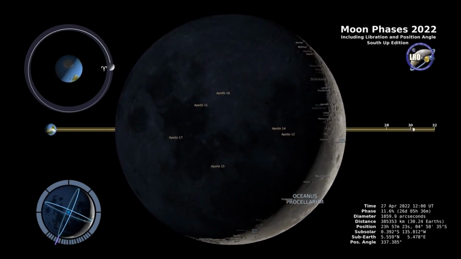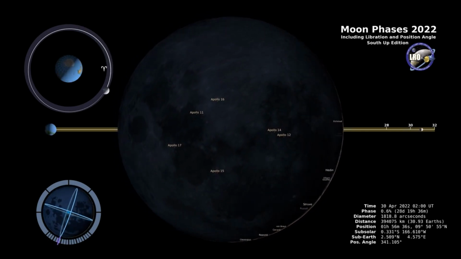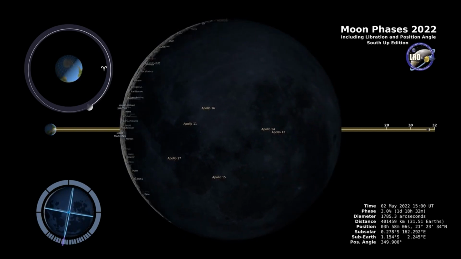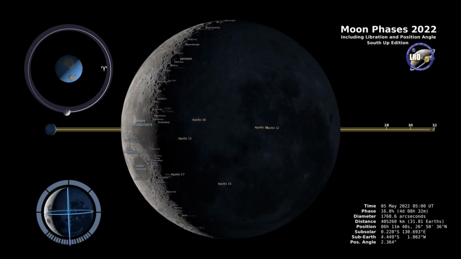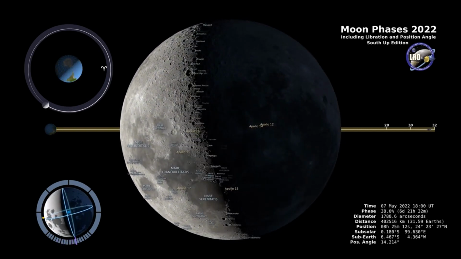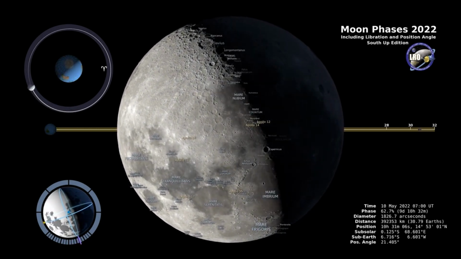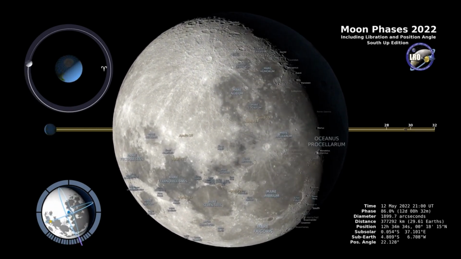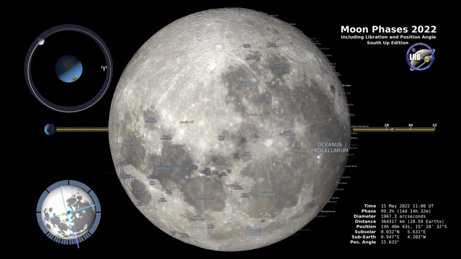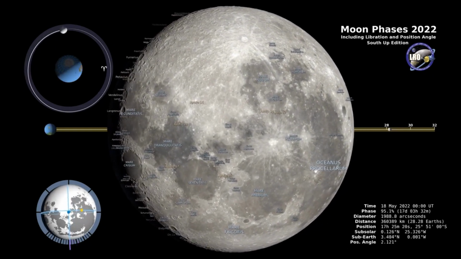7. Waning gibbous. After the full moon, the illuminated portion of the moon begins to shrink, creating the waning gibbous phase. 8. Third quarter, half moon. When we can see the other half of the moon's illuminated side, it is known as the third quarter. This phase occurs approximately 3 weeks after the new moon.